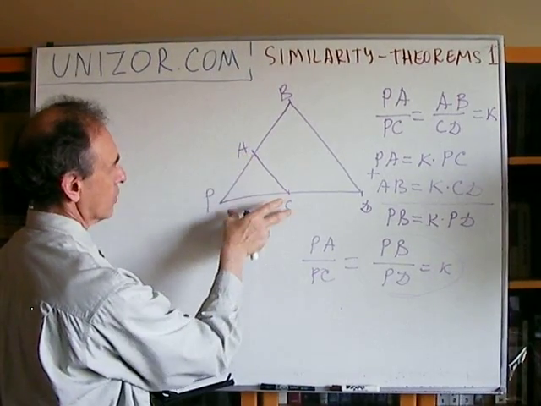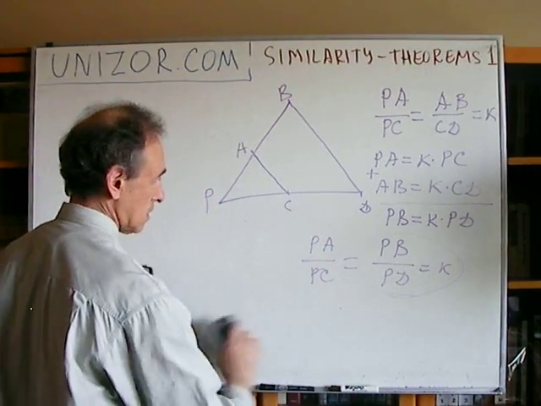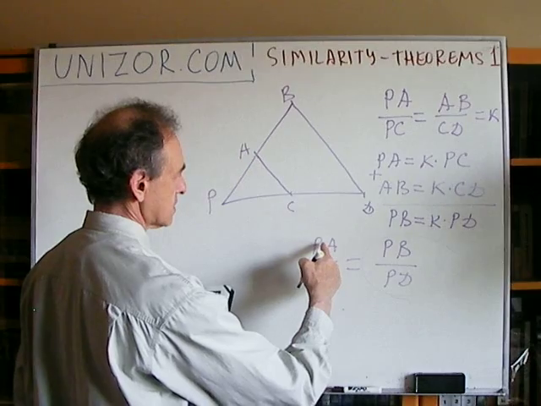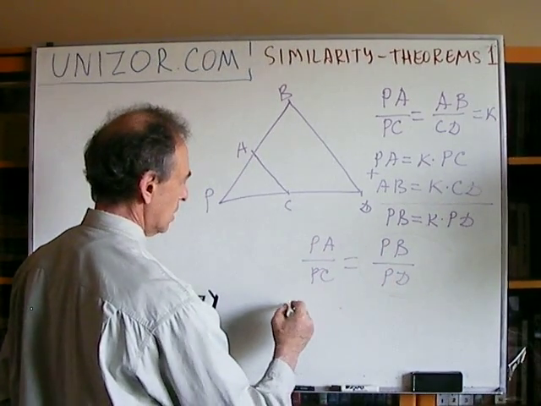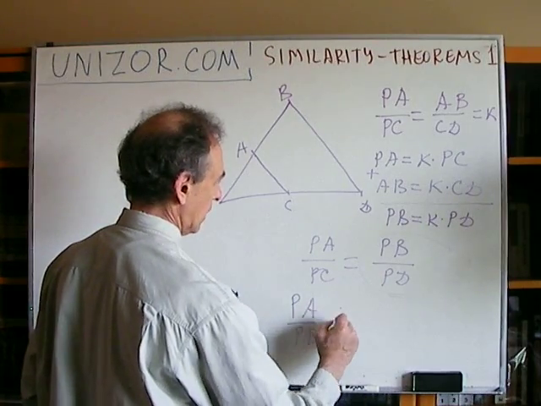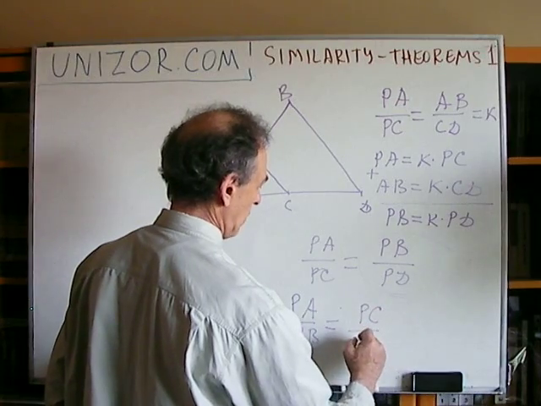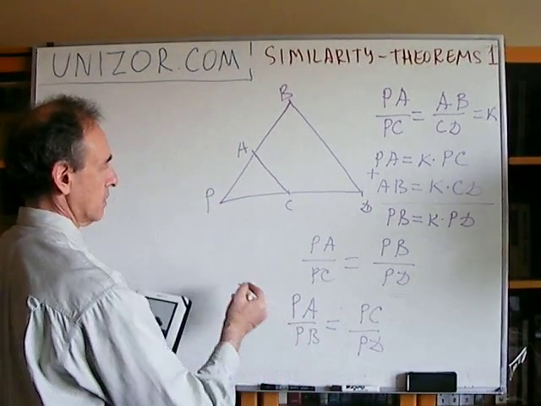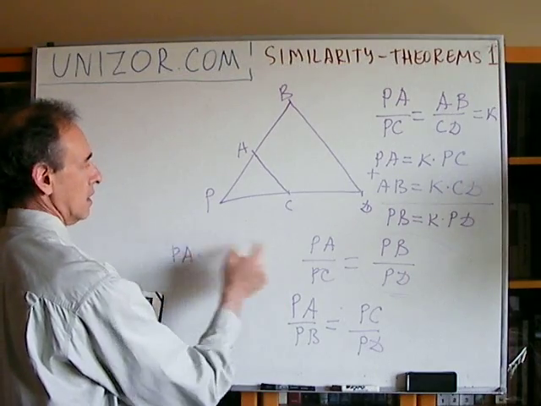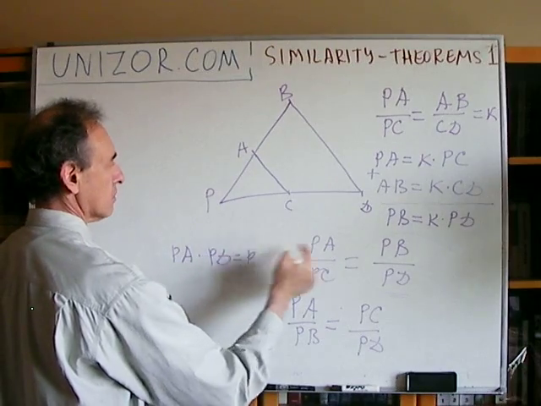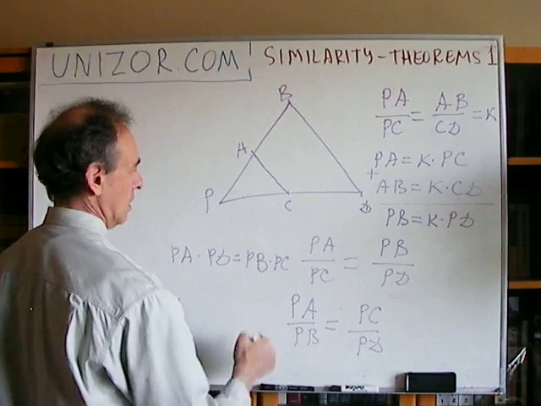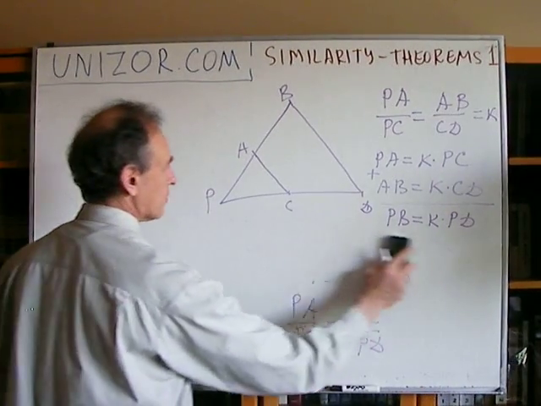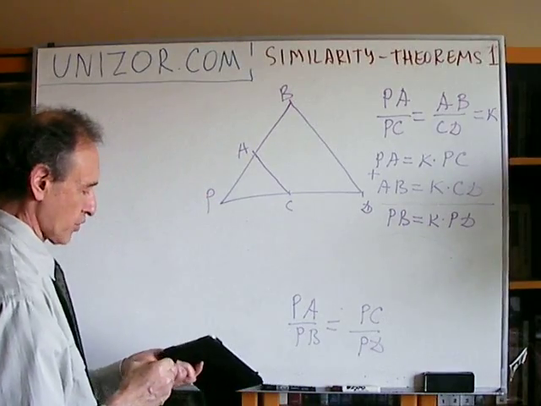We can write this equality in a slightly different form. Since PA to PC is PB to PD, obviously PA to PB is equal to PC over PD. These are exactly equivalent equalities because both of them mean that PA times PD, by cross multiplication, is equal to PB times PC. So obviously this is exactly the same, and this is a more familiar expression for proportionality of the sides.